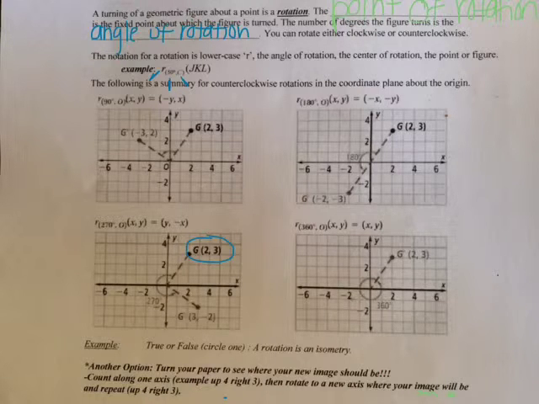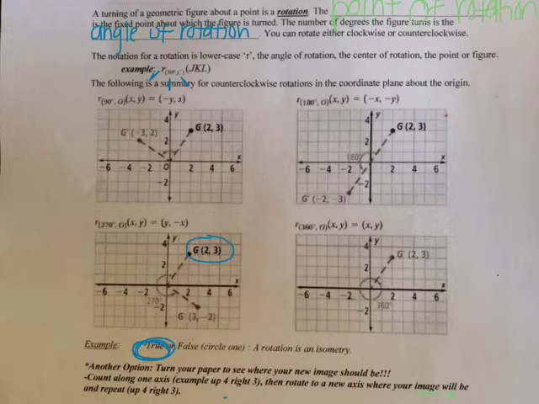Any questions over that? Well, we can't really ask questions because it's a video. True or false? Rotation is an isometry or rigid motion. The answer is true, because again, you're not changing the size or the shape. You're just changing the location. Okay?